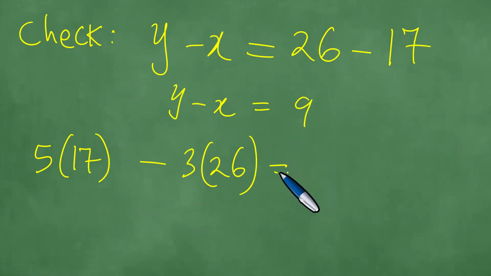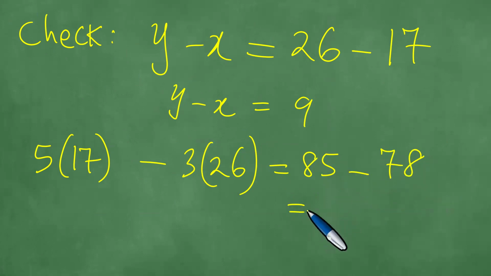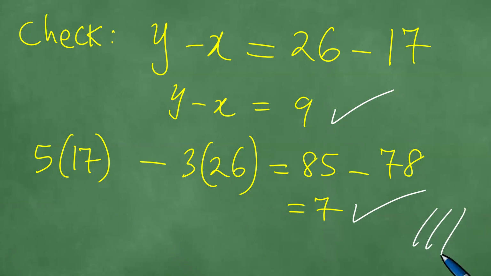So what is 5 times 17? 5 times 17 equals 85. Minus, okay, now 3 times 26 equals what? Equals 78. And therefore you have 85 minus 78, and the result is 7. Hooray! And this is awesome news. So we are able to get the 9 and able to get the 7 here. And we have been able to solve this particular word problem step by step.